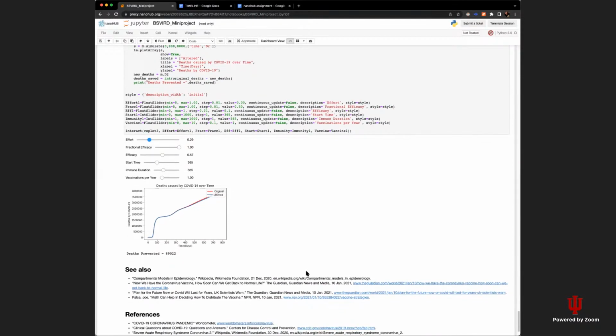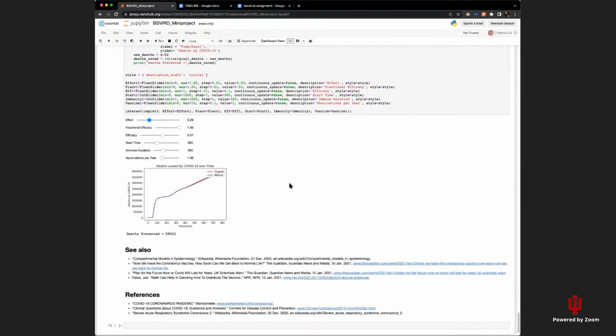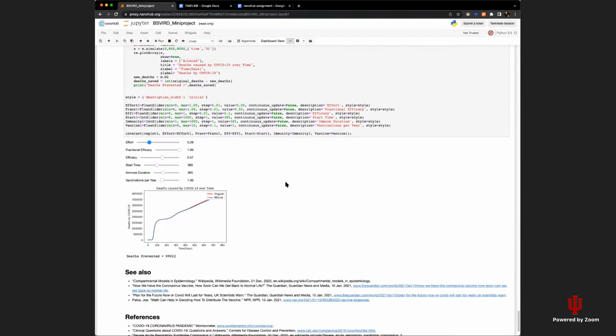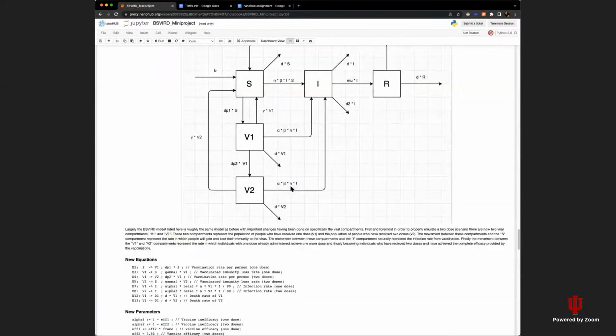But that's basically it. It's kind of just an extension of what was just shown, but now you have a double vaccination model. And there's also a more complex decay process. Any questions or concerns or interests?